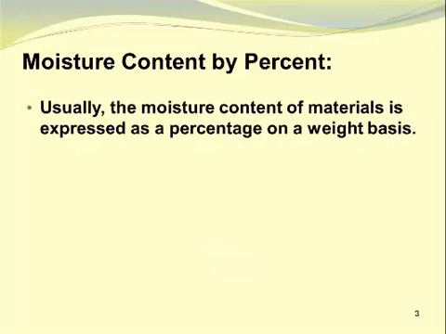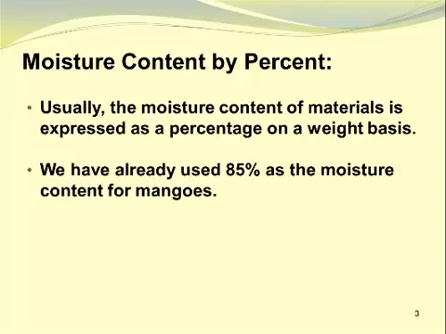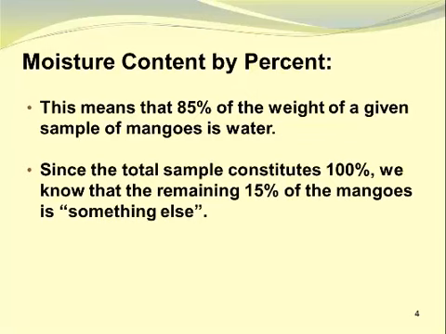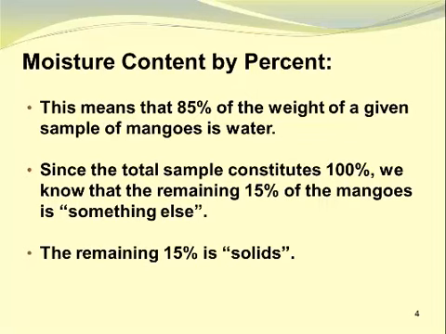Usually, the moisture content of materials is expressed as a percentage on a weight basis. We have already used 85% as the moisture content for mangoes. This means that 85% of the weight of a given sample of mangoes is water. Since the total sample constitutes 100%, we know that the remaining 15% of the mangoes is something else. The remaining 15% is solids.